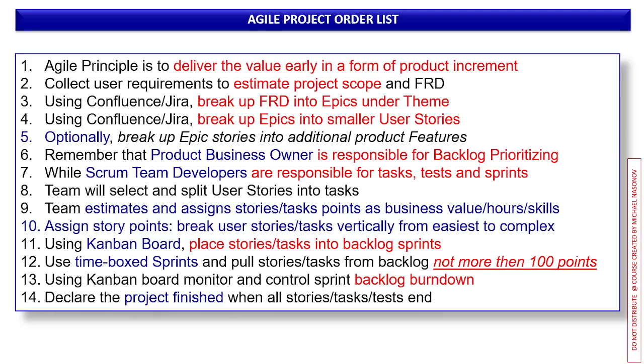Using the Kanban board, monitor and control sprint backlog burn down. What does burn down mean? When you start with open tasks and complete them to DOD, which stands for definition of done. And finally, declare the project finished when all story tasks and tests end, and supply the final report generated by JIRA.